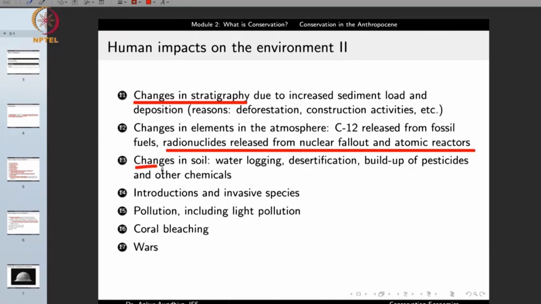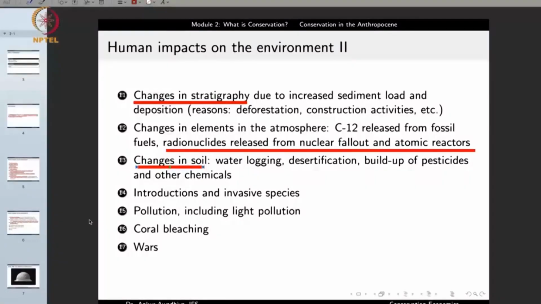Then we are seeing changes in soil because of waterlogging, desertification, buildup of pesticides and other chemicals, and a lot of this has to do with agriculture. Because of agriculture, when we are storing water in certain areas, when we are constructing canals, it is leading to waterlogging in certain areas. Also, when we are doing excessive irrigation for water thirsty crops, and if the soil is unable to tolerate that much amount of water, then it might lead to waterlogging.